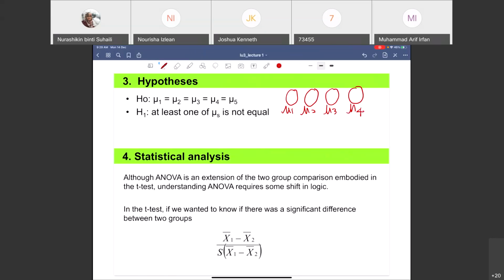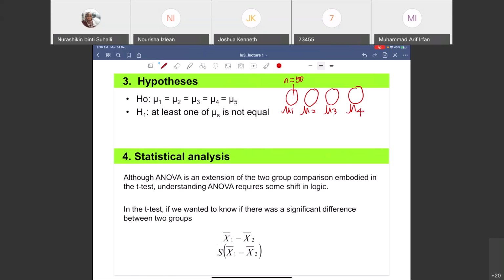You cannot present the whole data because each sample might have a big size, maybe n equal to 50. So it's not wise for you to present all the data. That's why you have to find the mean that represents the whole sample. Okay, so that applies to other tests in statistics as well.